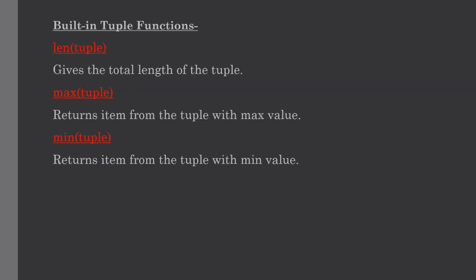Our next topic is built-in tuple functions. These are three basic built-in tuple functions. The first one is length, which gives the total length of the tuple. The next one is max, which returns the item from the tuple having the maximum value, and min, which returns the minimum value. Let me show you how to use these functions in some simple examples.